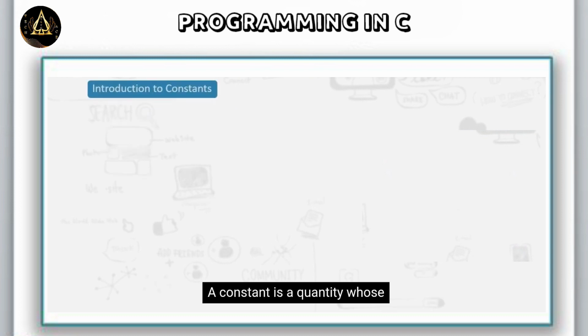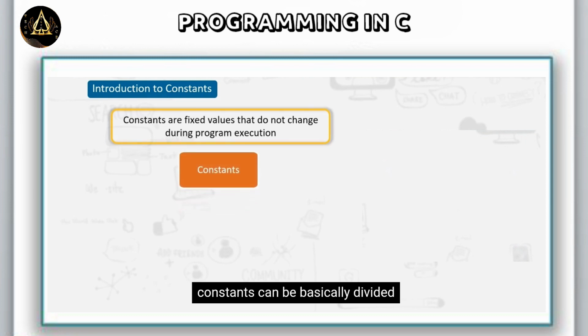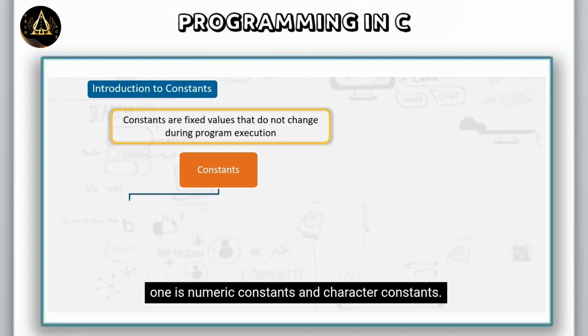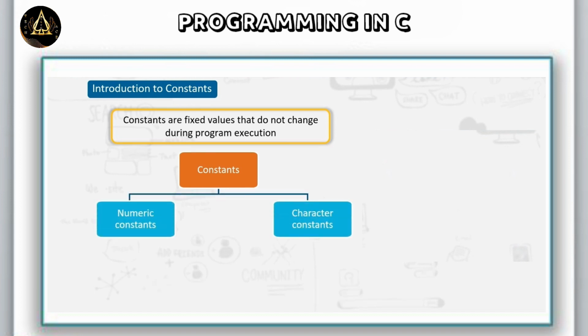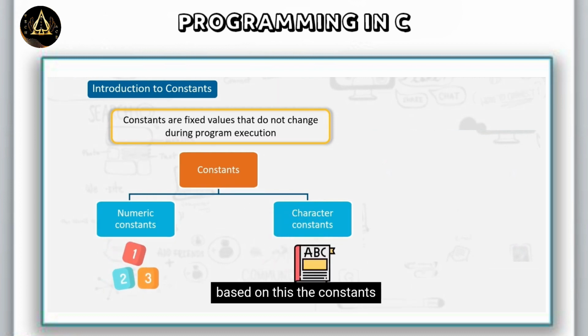A constant is a quantity whose value does not change, and this quantity can be stored in a computer's memory location. Now, constants can basically be divided into two broad categories: numeric constants and character constants. The classification is based on the kind of data that we use. What kind of data do we use? We either use numbers or we use alphabets. So based on this, the constants are divided into numeric constants and character constants.